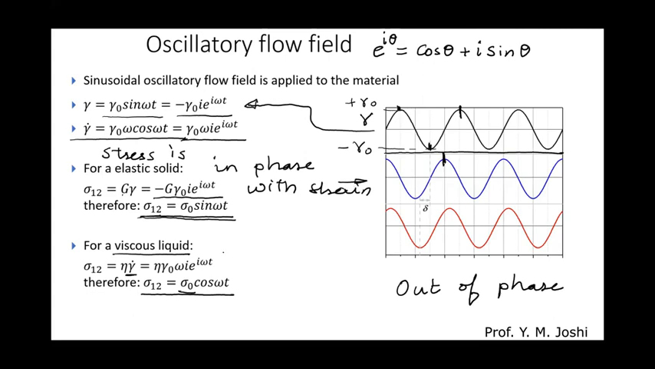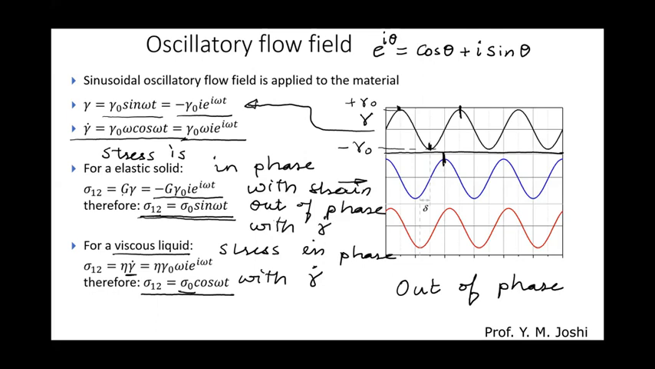All right. For viscous liquid, stress is in phase with strain rate, which also means that for elastic solid, stress is out of phase with strain rate, and for viscous liquids, stress is out of phase with strain. All right. So this is the nomenclature that we shall use.